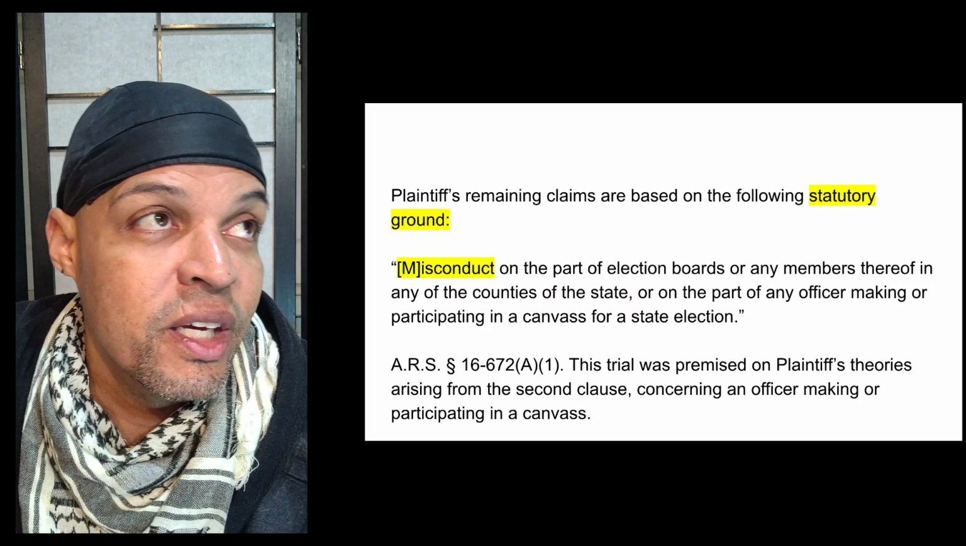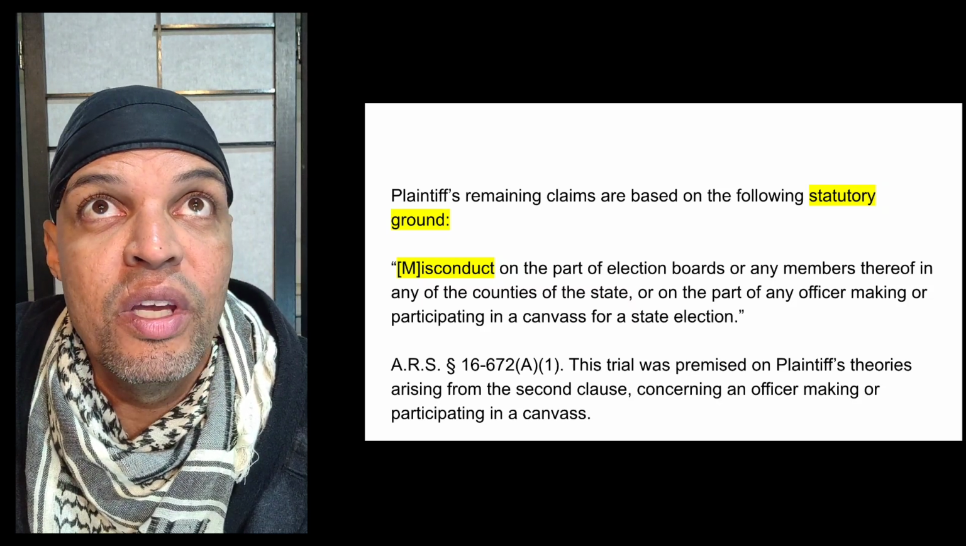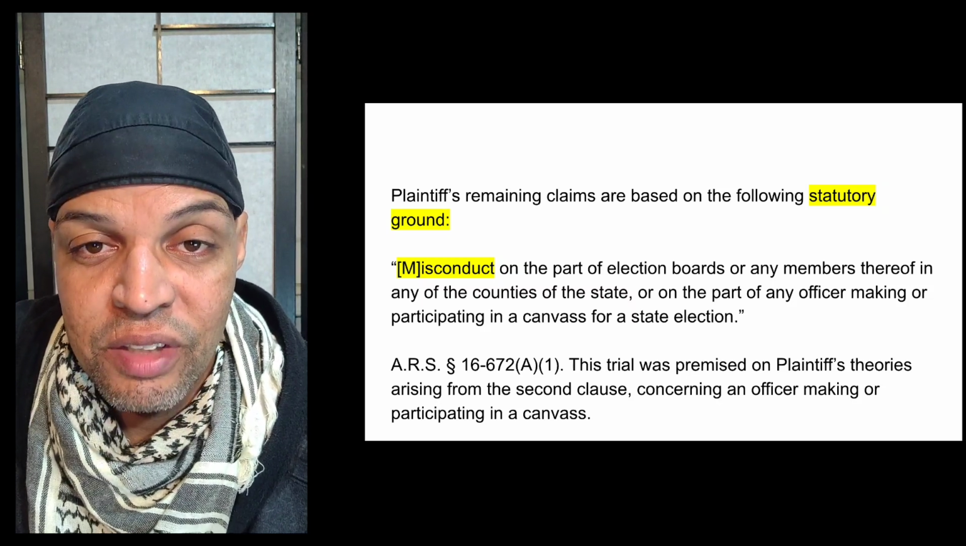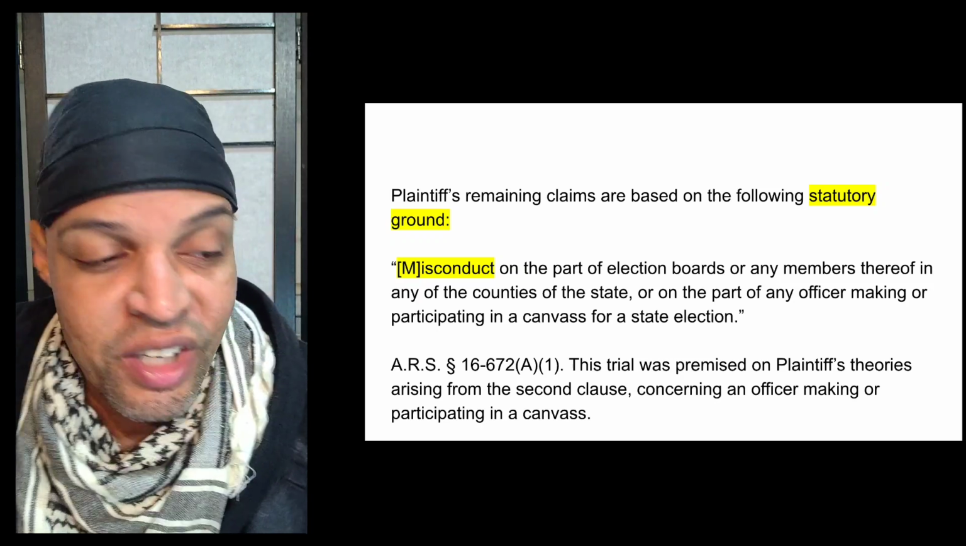Remember that, because the people are the creators and the masters of the constitutions. Once you remember that, you're going to be free.